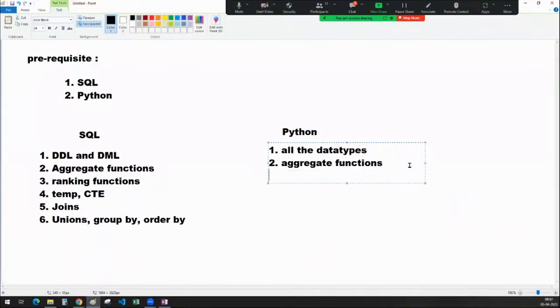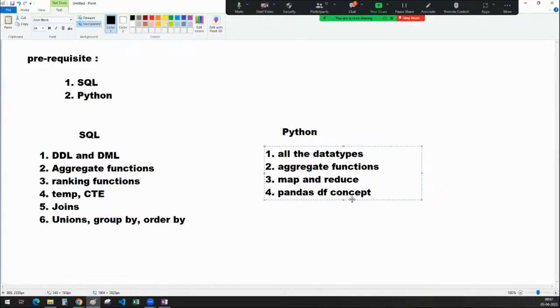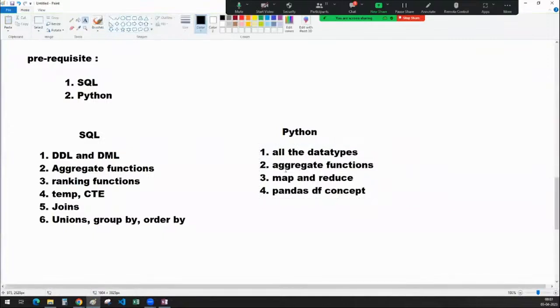If you get time, look at map and reduce. And if you still get time, just focus on the pandas framework. In pandas, look at the data frame concept, and how to create a data frame. That's it. If you are focusing on these things, that is enough, I believe. All the data types, aggregate functions, map and reduce, pandas, data frame concept, if you get it. But the minimum, the basic thing I would expect, is all the data types and their differences. Because if I say list, you should understand what a list is.